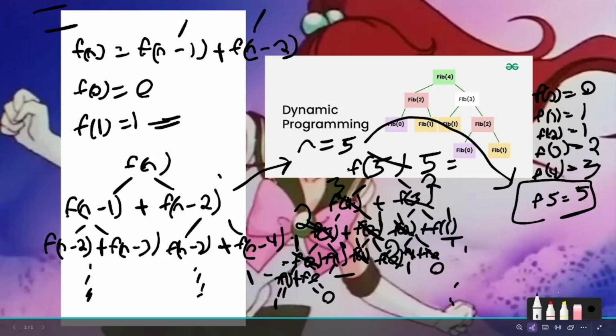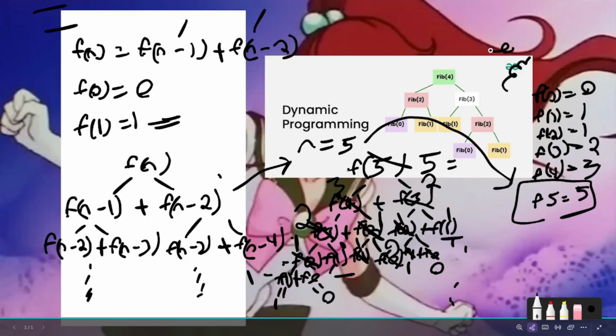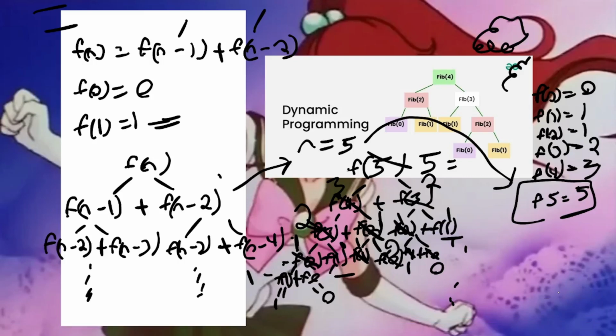That pattern repeats through nature and stuff. I think flowers follow it sometimes, and like the spiral of galaxies follows it sometimes. So it's a cool thing. It's a really cool thing. And that's dynamic programming for you.